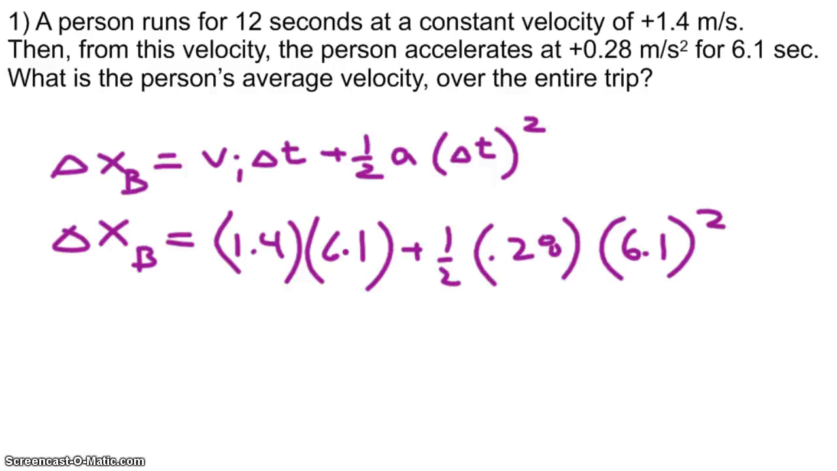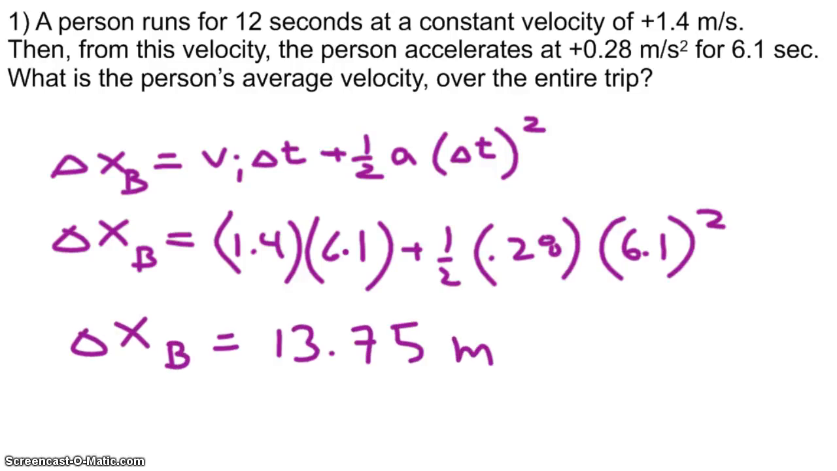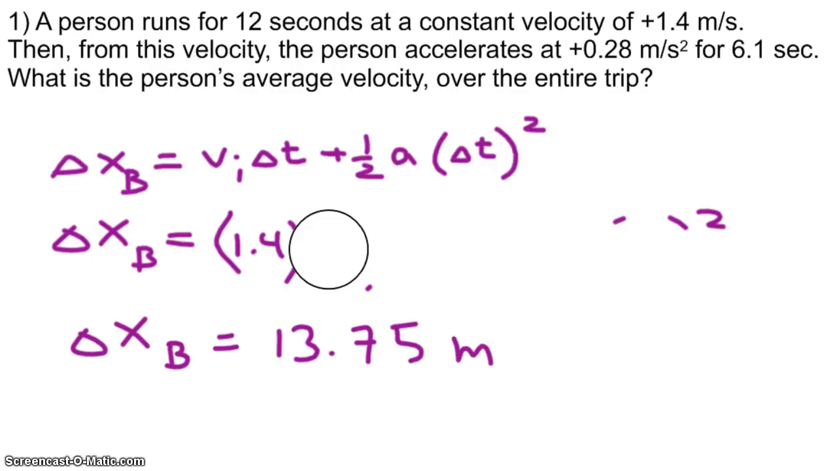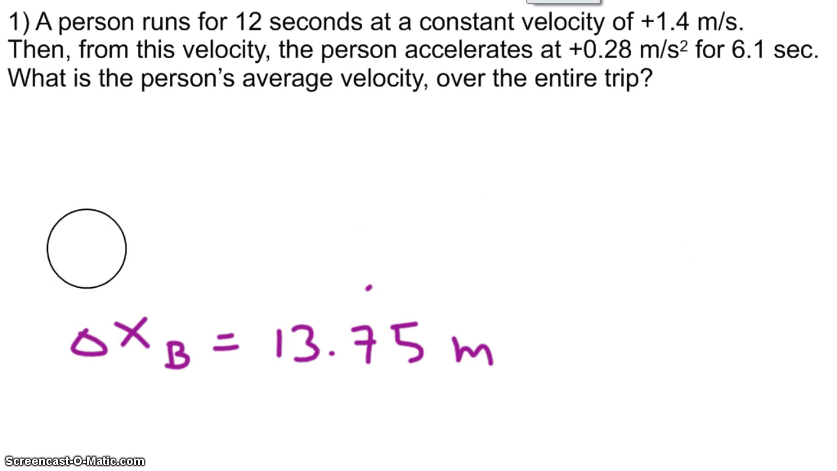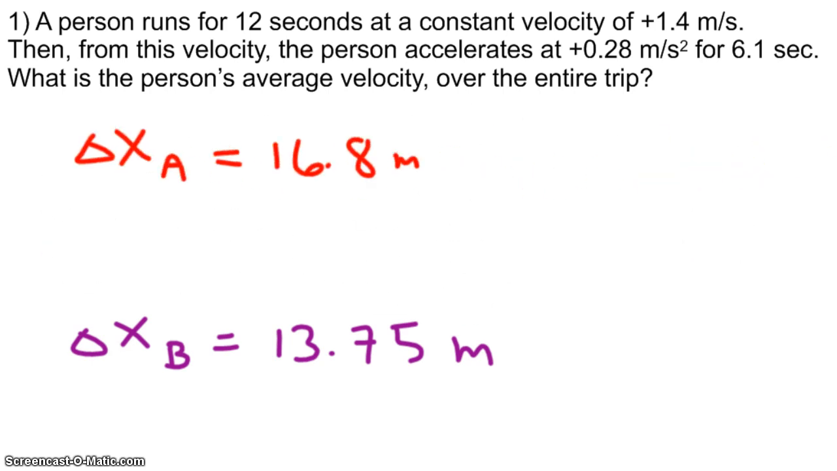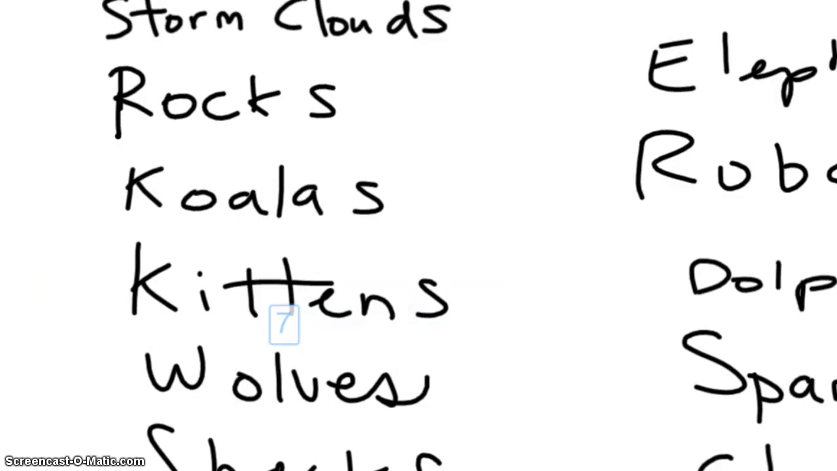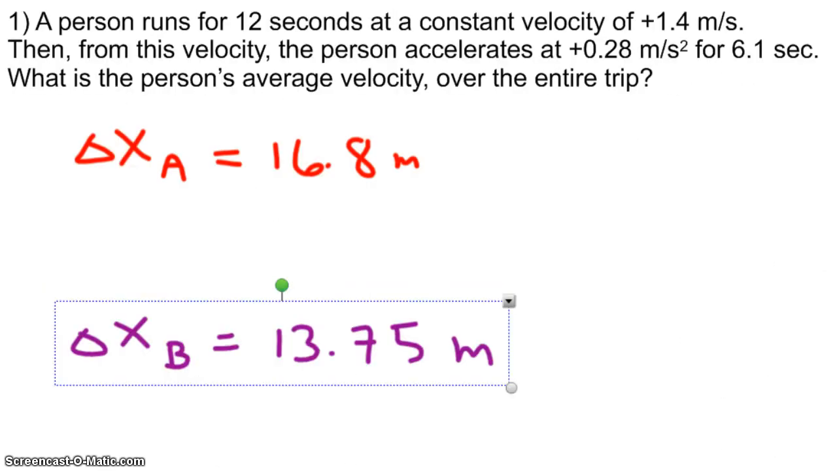Okay, I get 13.75. Delta xb is 13.75 meters. Wonderful news! I've just found the 2 things that I needed: delta xa and delta xb.